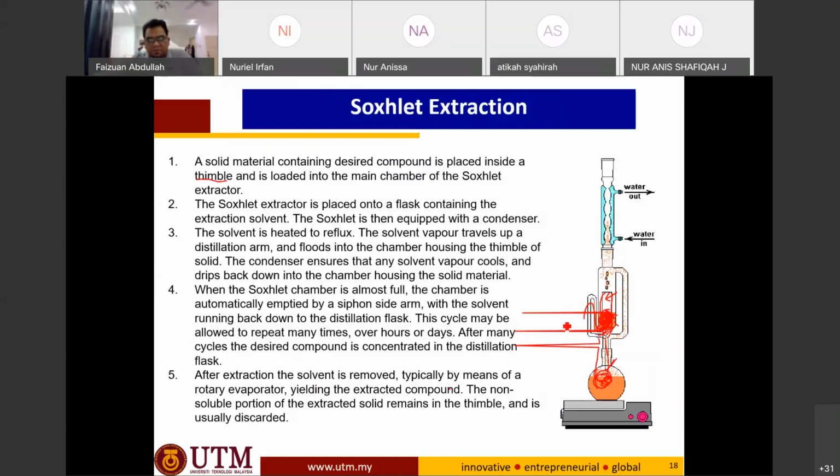When the Soxhlet chamber is almost full, the chamber is automatically emptied by a siphon arm. When it is full, right, up to here, it will automatically empty back. When the solvent runs back down to the distillation flask, this cycle may be allowed to repeat many times over hours or days. After many cycles, the desired compound is concentrated in the distillation flask and can be isolated by means of a rotary evaporator, yielding the extracted compound. The non-soluble portion of the extracted solid remains in the thimble and is usually discarded, right?